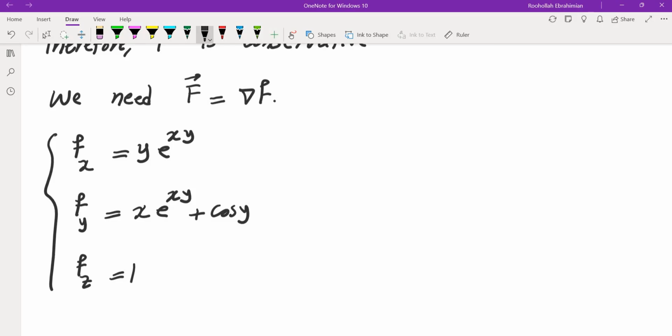So here's how we're going to solve this problem now. We will go ahead and evaluate f from the first one. So f would be the integral of y e to the xy, which is e to the xy, because when you differentiate e to the xy, you get e to the xy times y by the chain rule. However, we need a plus c, but because this is a partial derivative, it could be a function of y and z that has been differentiated with respect to x, and we ended up with 0.